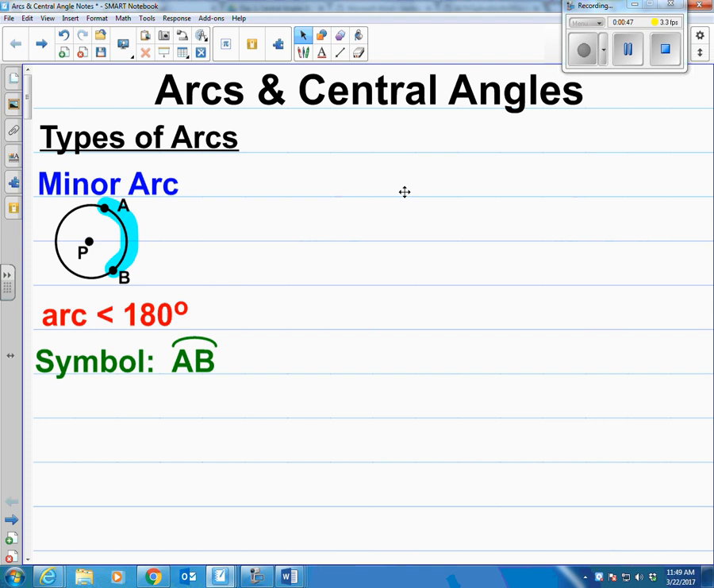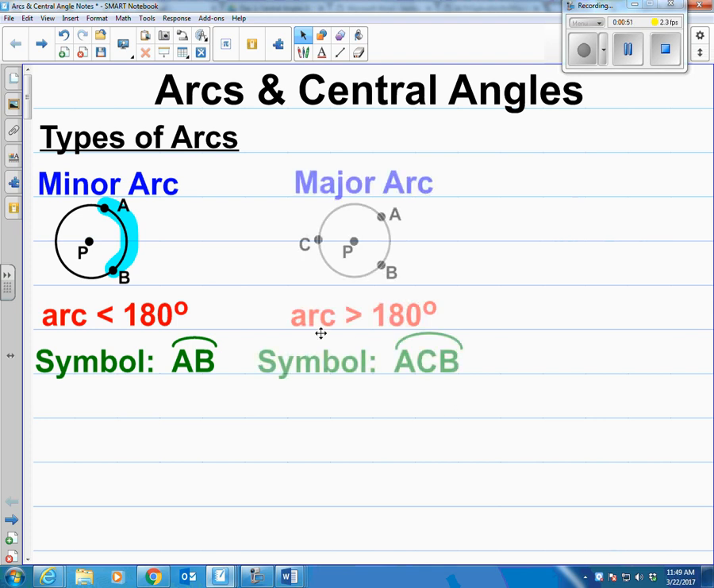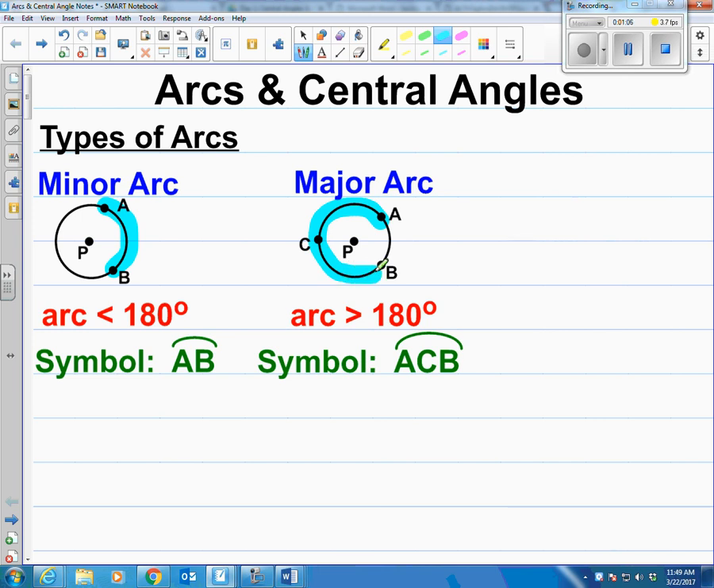The next one would be a major arc. A major arc is an arc that's greater than 180 degrees. And we look at the drawing here for this symbol for the arc ACB. Remember, we trace through in the order the letters are given to us. So this is arc ACB. It is greater than 180 degrees.